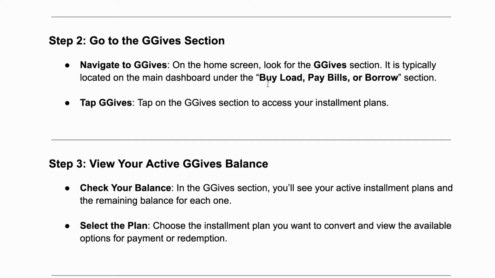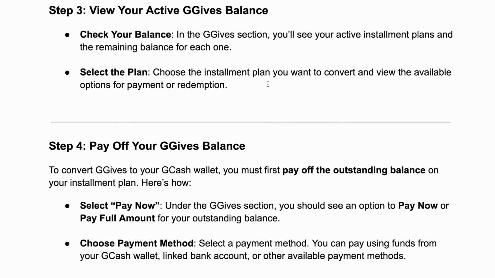It is typically located on the main dashboard under Buy, Load, Pay Bills, or Borrow. Tap GGives, tap on the GGives section to access your installment plans. Then view your active GGives balance. Check your balance in the GGives section. You'll see your active installment plans and the remaining balance for each one.